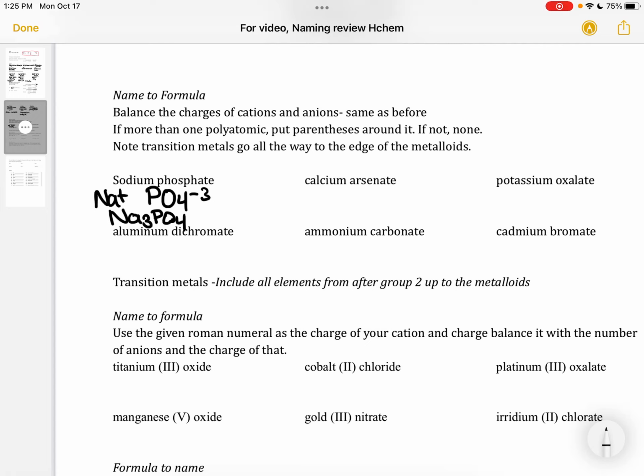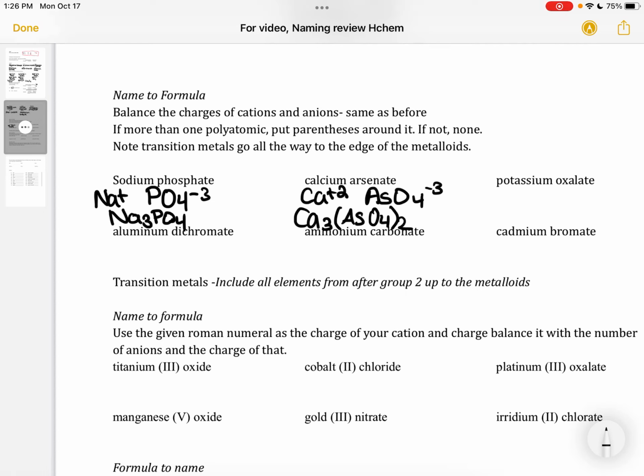Okay, calcium arsenate. So calcium is a +2 charge. Arsenate is AsO4 with a -3. So this is where I'm going to need to meet at 6. Okay, 6 electrons given, 6 electrons taken. So Ca3, I need to put parentheses around my arsenate, (AsO4)2.